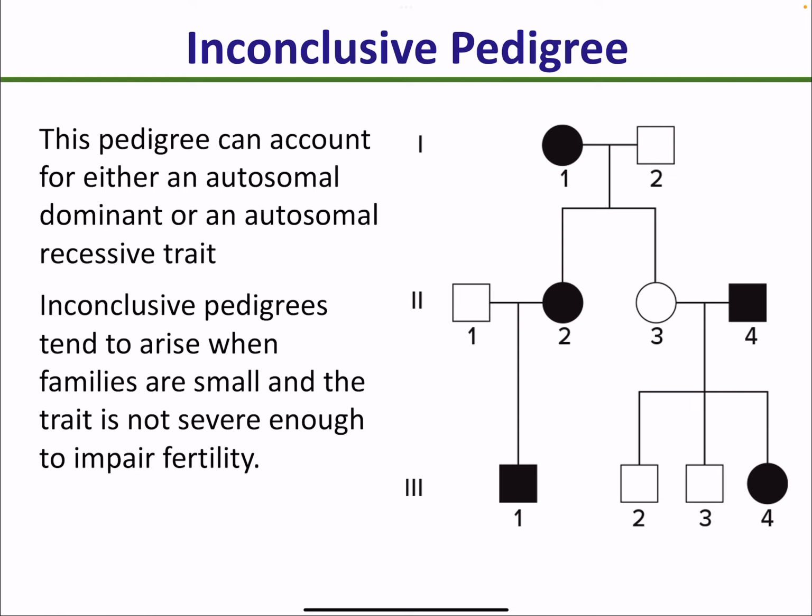This happens because sometimes it's difficult to tell if a trait is caused by a dominant allele or a recessive allele, right? So in this particular pedigree that you see here, the trait can be caused by an autosomal dominant allele or an autosomal recessive allele. Okay, so let's take generation 1. In generation 1, an individual is affected here. This is the case of alopecia areata.